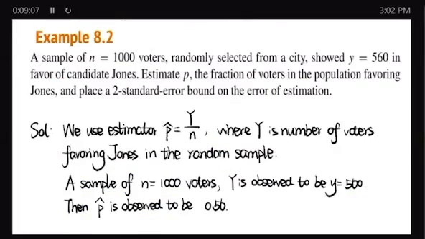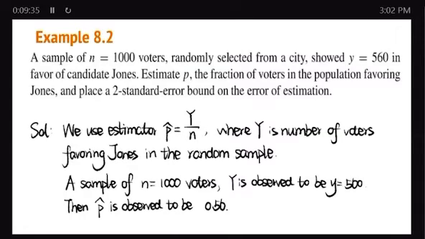I want to go into example 8.2, which is a proportion. A sample of n equal to 1,000 voters randomly selected from a city shows that y equal to 560 are in favor of a candidate Jones. Estimate p, the fraction of voters in the population favoring Jones, and place a 2 standard error bound on the error of estimation. Take a look at this question.